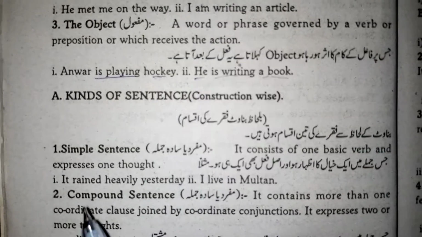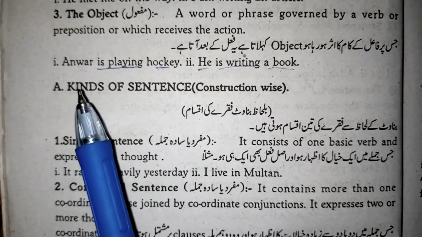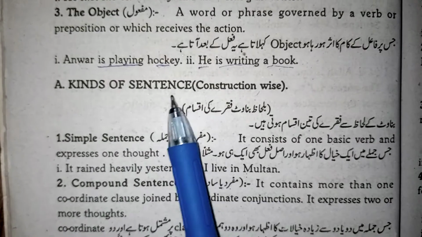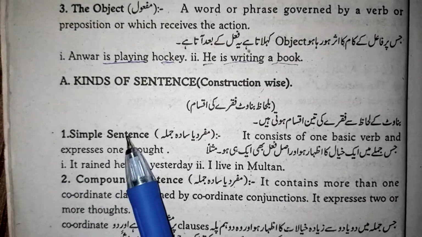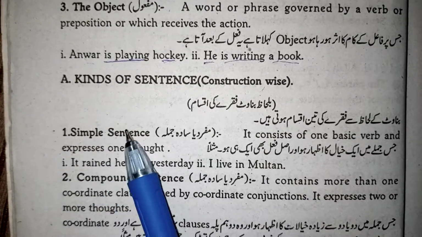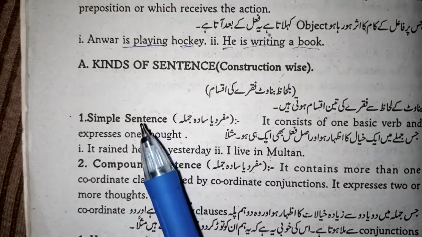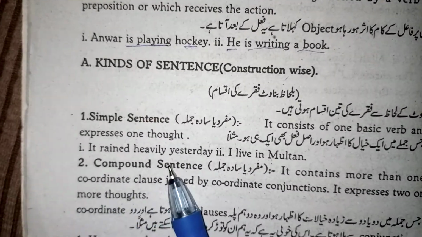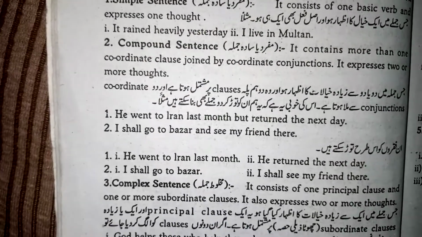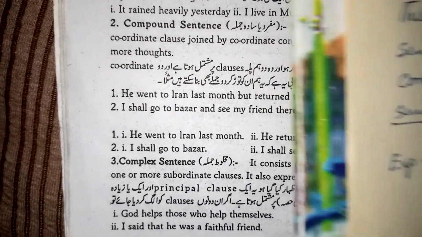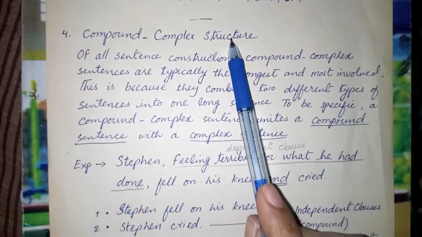Dear students, after analyzing the sentence structure, let us see how many kinds of sentence there are. Number one is the simple sentence, and simple sentence is the construction we have just seen. Simple sentence, and then comes compound sentence, then comes complex sentence, and after the complex sentence, there comes a compound complex sentence structure.